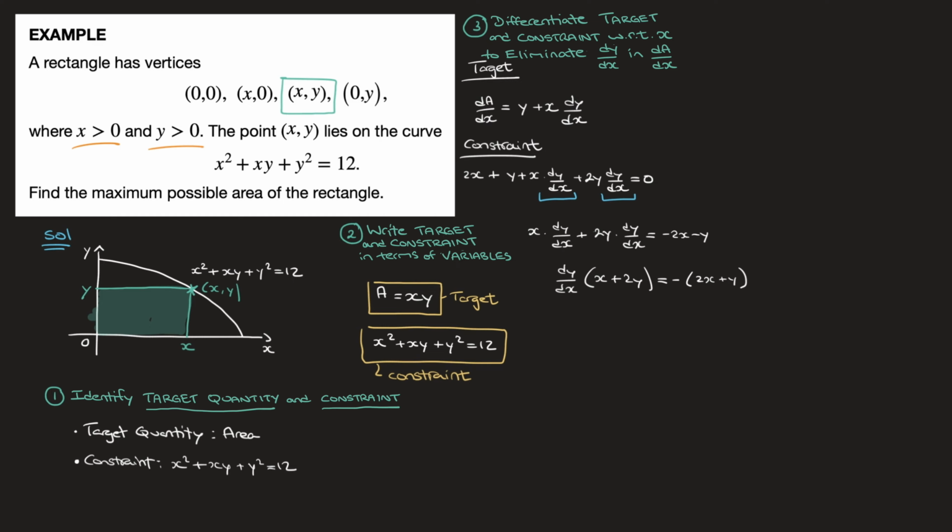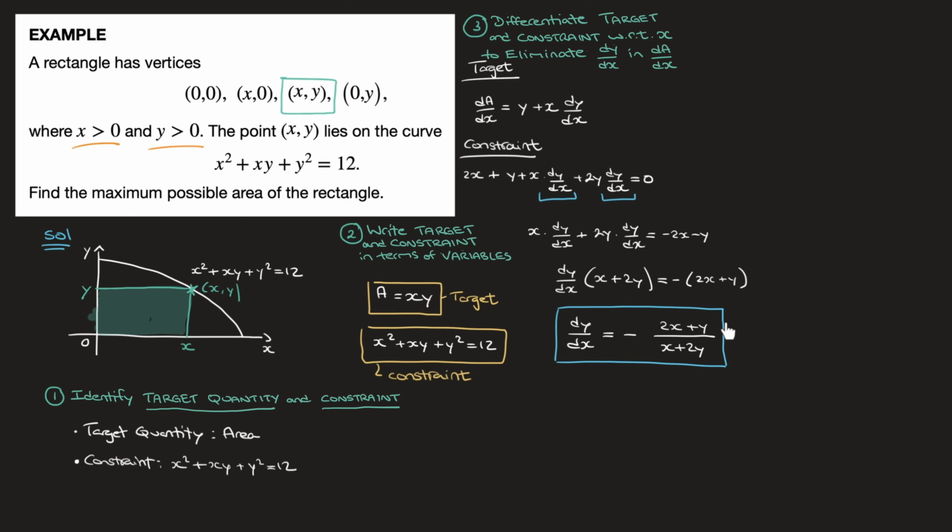I'm about to make. And that next step involves dividing both sides of this equation by x plus 2y. And so in doing so, we find that dy/dx is equal to negative (2x plus y) over (x plus 2y). And in fact, in an exam, I would go ahead and box that result. There we go, that's a very important step in the working there.